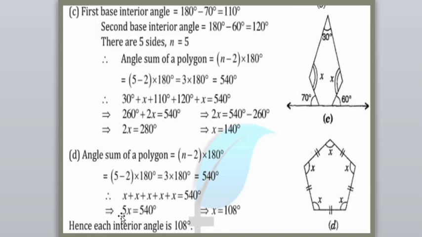So now 5 and x are in the form of multiplication. We will take this 5 to the other side, and it goes in the form of division. Then x equals 540 divided by 5 is equal to 108 degrees. So here we got the interior angle x as 108 degrees.